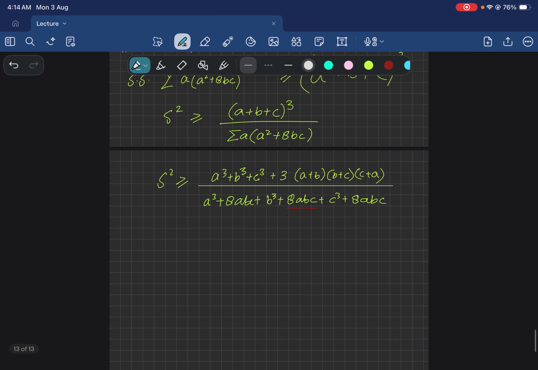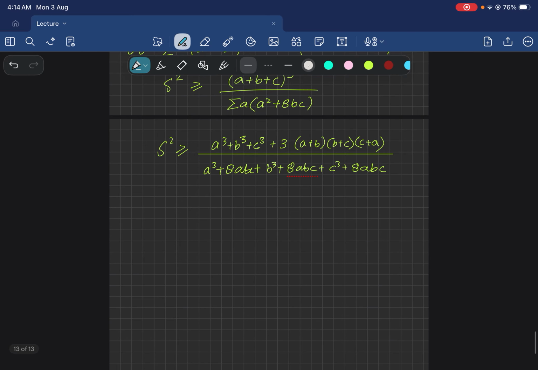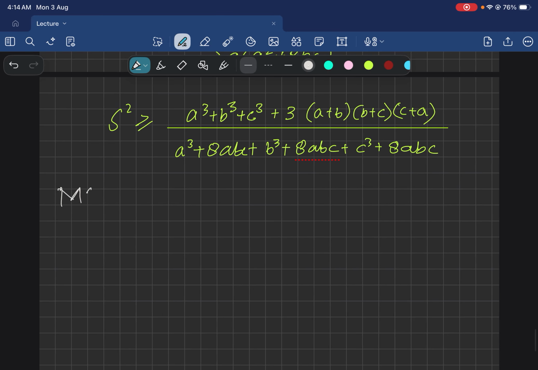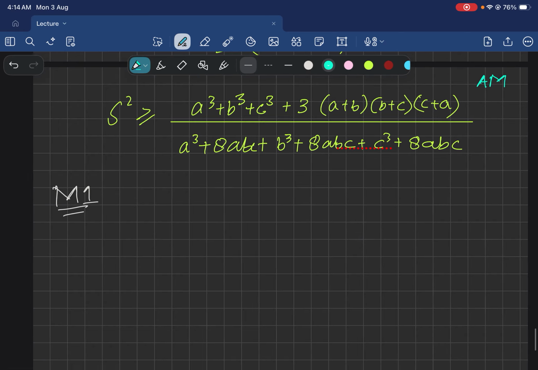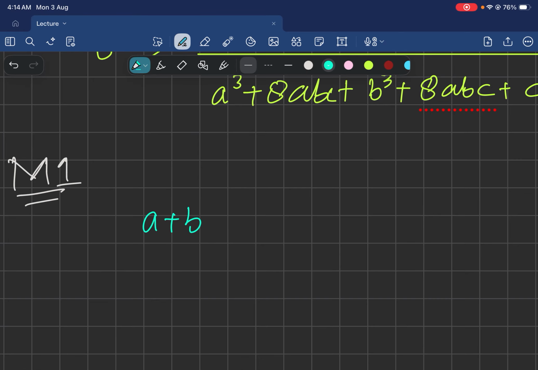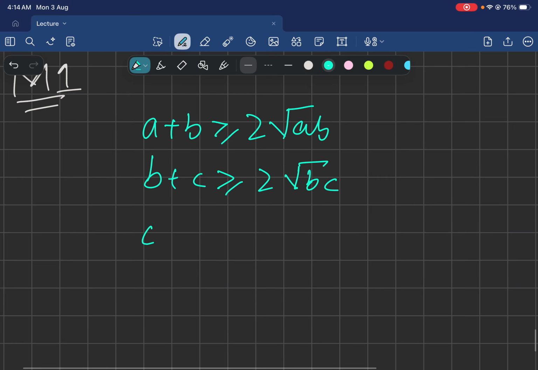From here on we'll do two methods. You can continue from this with the two methods. The method that I prefer, method 1, is this: when you have practiced a lot of problems on AM-GM inequality, you would notice this thing seems similar to AM-GM, right? If I apply AM-GM, I do know that a plus b is greater than or equal to 2 under root ab, and b plus c is greater than 2 under root bc, and c plus a is greater than 2 under root ca.